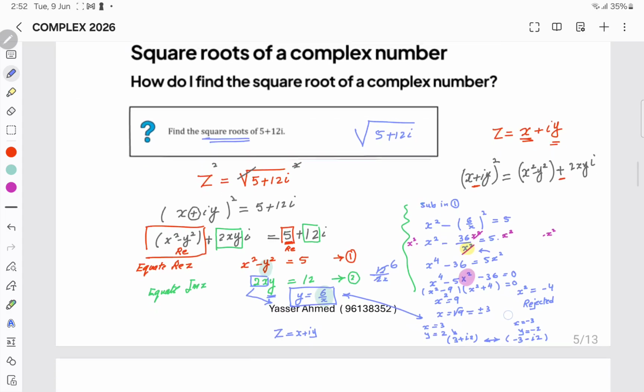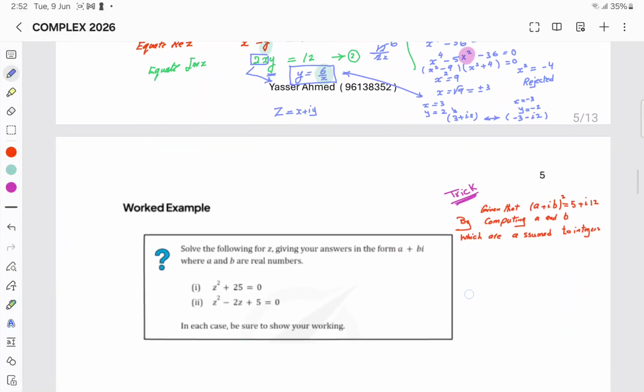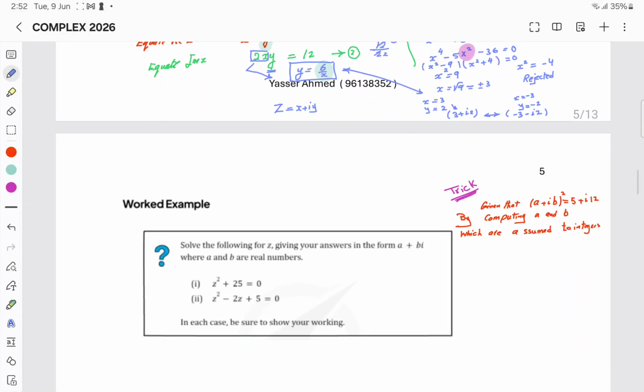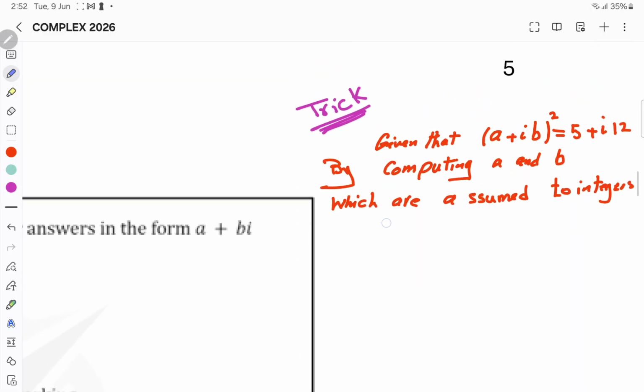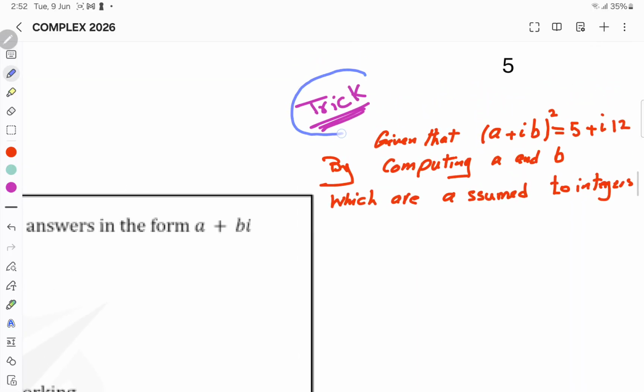So let's go practice another question in a different form. The old question to give us the square root is the same. We have only one way. So maybe you get a question like that. It's not tricky because the old question has the same style of solution, but here I have a different way to ask. He said given that a plus ib all squared equals 5 plus 12i, by computing a and b, which are assumed to be integers. So we just need to find the values of a and b.